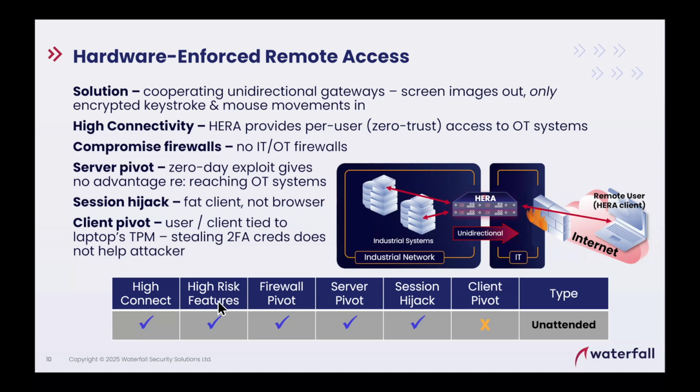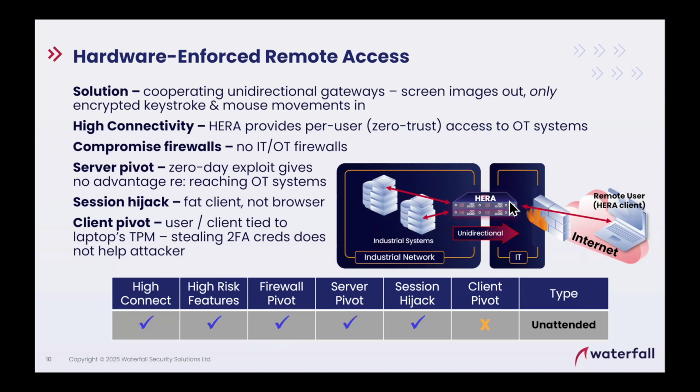High risk features. HERA, at least Waterfall's HERA, has been designed from the start to reduce the attack surface, not to have these high risk features. You cannot do file transfers through it. You cannot do high quantity cut and paste. It simply doesn't work. So that's off the table. The firewall, take advantage of a vulnerability in a firewall and pivot, doesn't work. Even a 0-day doesn't work because there's no firewalls. The only firewalls are on the IT side. You can break into the IT network, but there is no firewall to break into to get into the OT network.